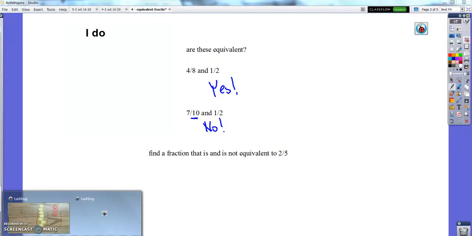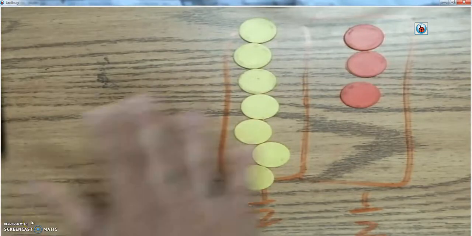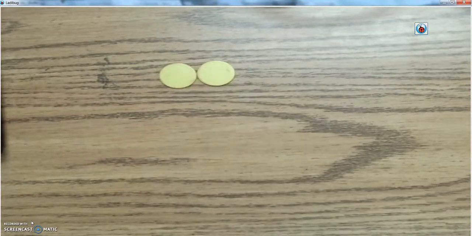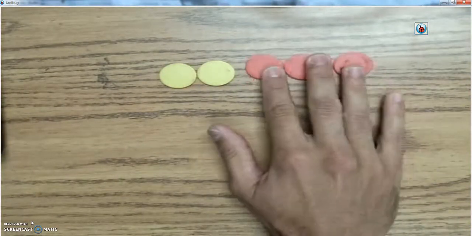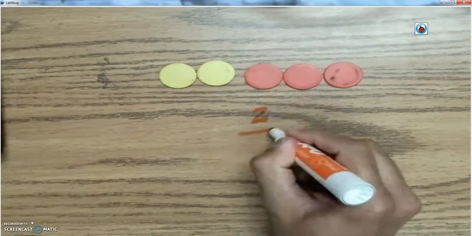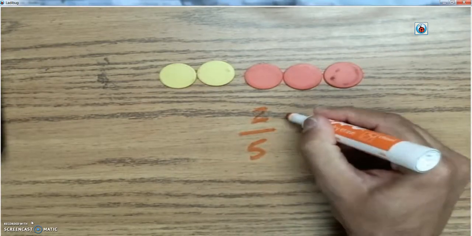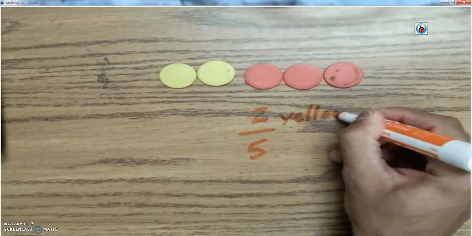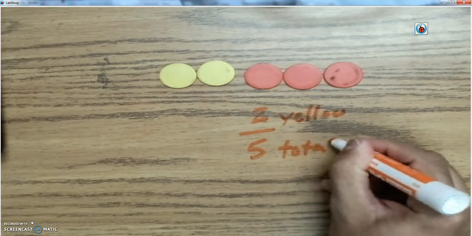All right. And next, find an equivalent fraction to 2/5. So let me go back here. Clear out. And so I want 2 yellow out of 5 total. So this shows me 2/5. Right? 2 yellow out of 5 total pieces.